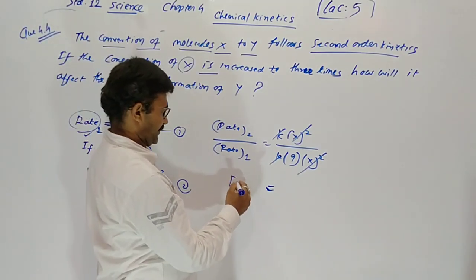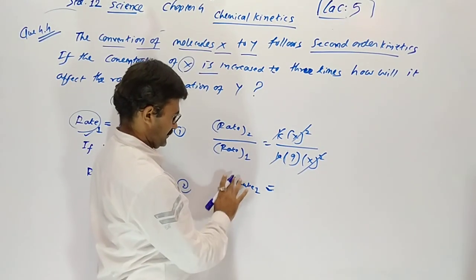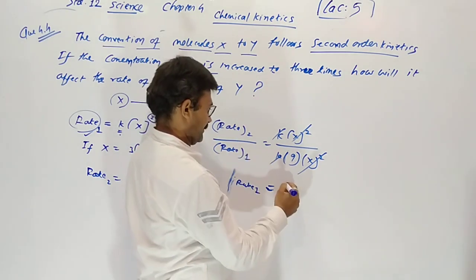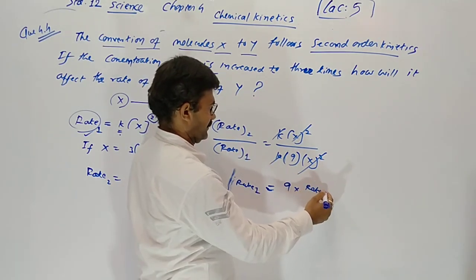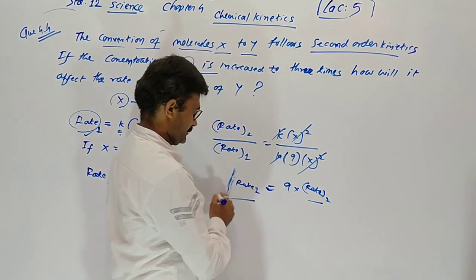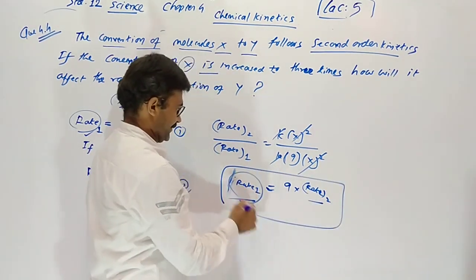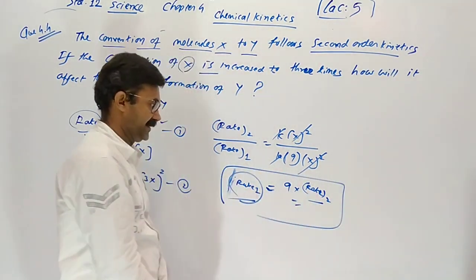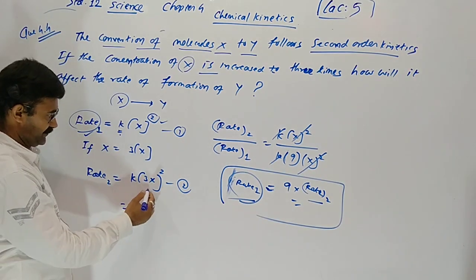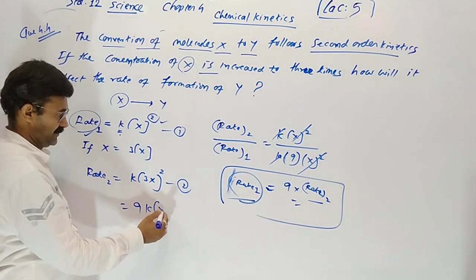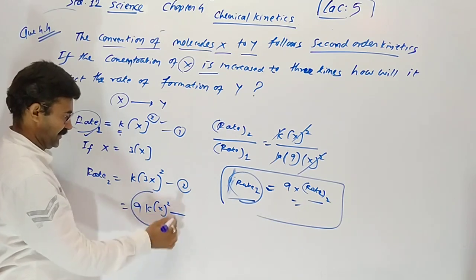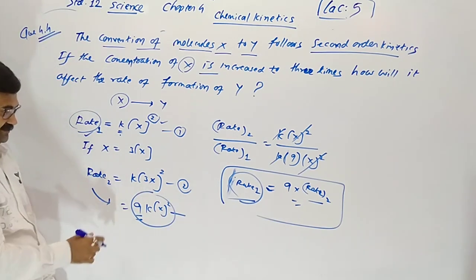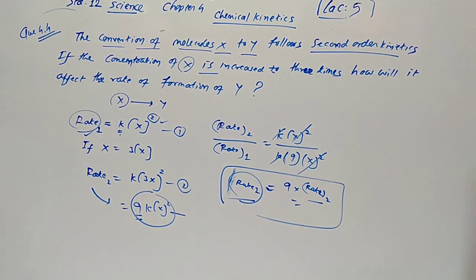So the initial rate became 9 times more. Otherwise you can see 3 squared is 9, so 9 K into X squared. So here you can see the rate will become 9 times. Understood? Now we are in our most important point.